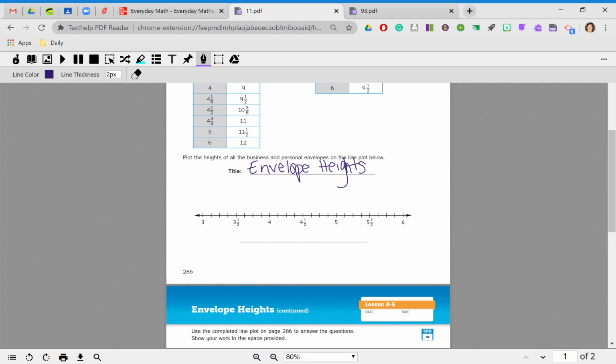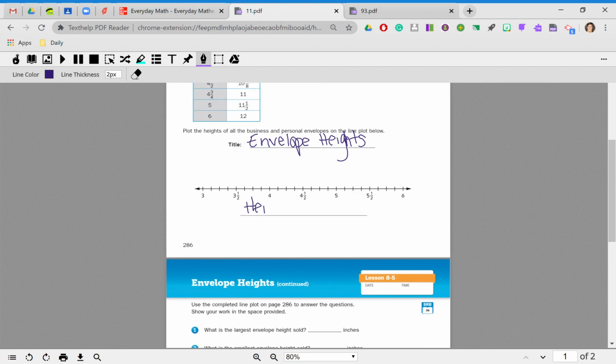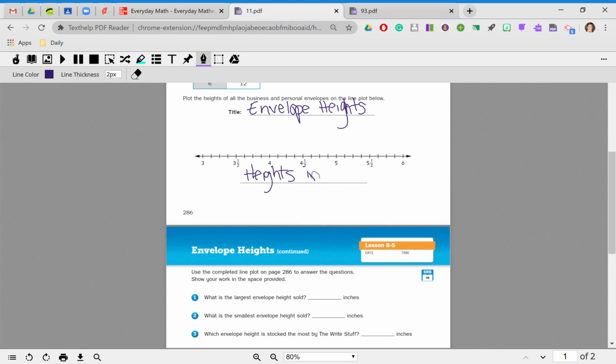Then down here at the bottom, our label, meaning what each of those X's that we're going to plot is going to represent. It's going to represent the height in inches.